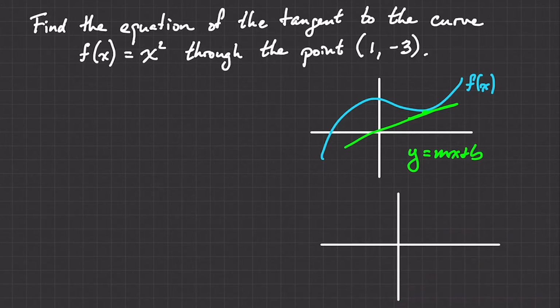What makes this make a little bit less sense is you know what y equals x squared looks like. You know it looks more or less like that, except the point 1, negative 3 is over here. So what is the question asking?